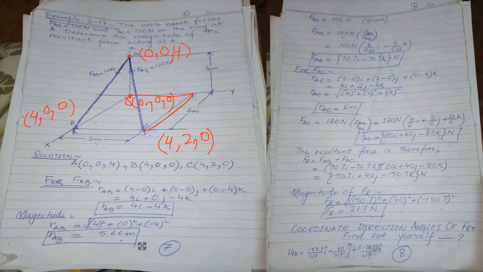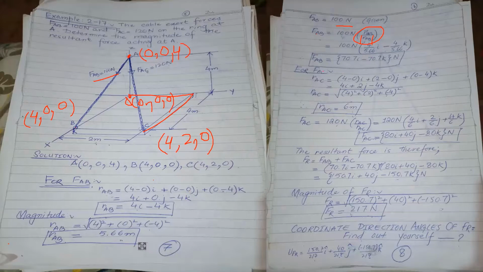Then you find the magnitude of this position vector. The magnitude of FAB is given as 100 Newton in the question, so 100 Newton should be multiplied with the unit vector, RAB upon the magnitude of RAB: 100 Newton multiplied by 4 upon 5.6 i minus 4 upon 5.6 k. You will get FAB in the Cartesian vector form.